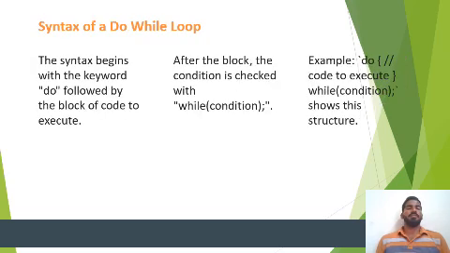Syntax of do while loop. The syntax begins with the keyword do followed by the block of code to execute. After the block, the condition is checked with while inside the parentheses. Example: do, open curly bracket, code to execute, close bracket, while, in parentheses the condition. This shows the structure.